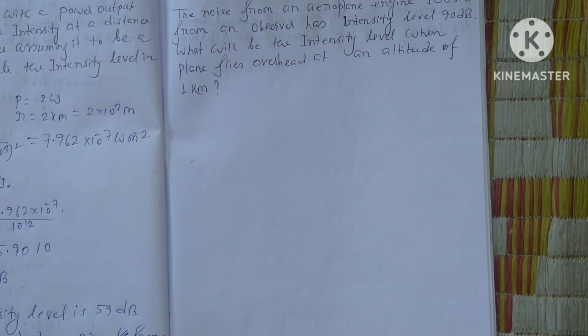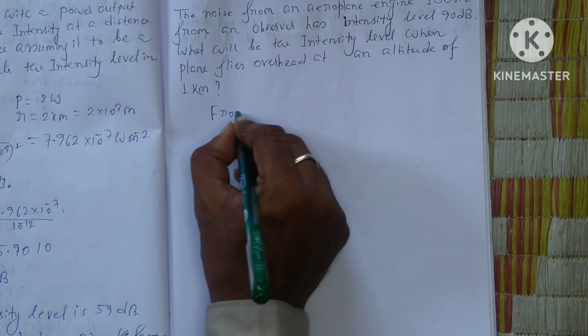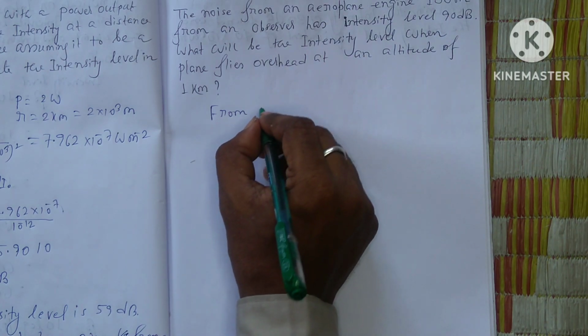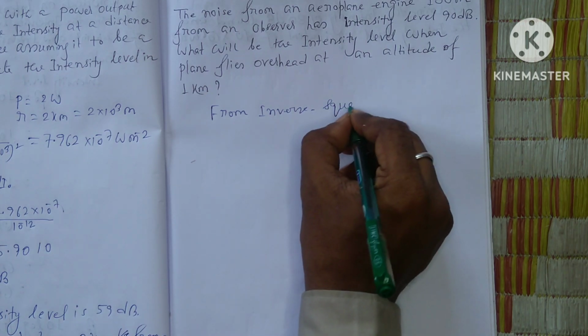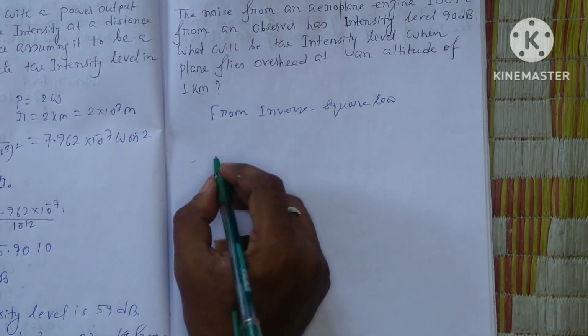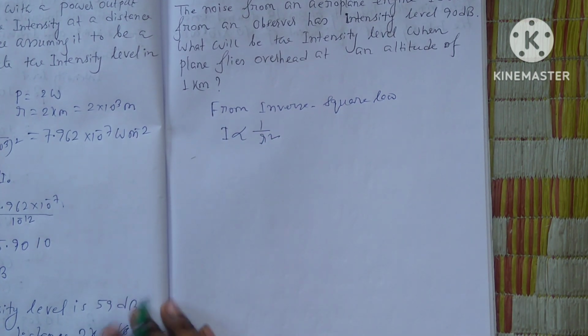Noise from aeroplane engine 100 meter from observer has intensity level 90. What will be the intensity level when the plane flies overhead at an altitude 1 kilometer? So from the inverse square law, we know I proportional to 1 by r square.